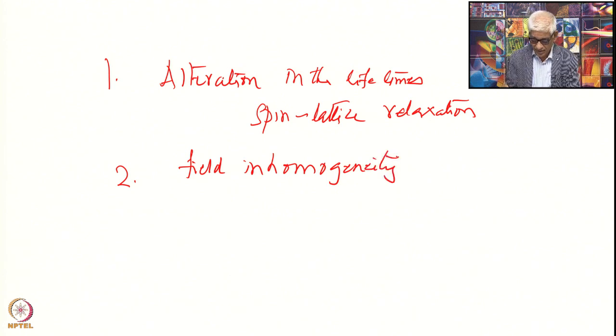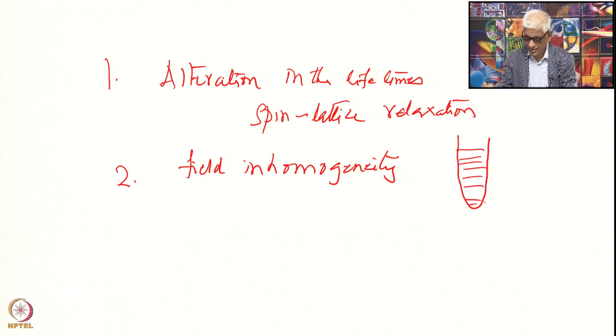What is the meaning of that? Suppose I have a sample like this, I have the solution here, the various spins are present at various places here. Now I am applying a field which is H naught. Suppose this field keeps fluctuating, the value of the field at this point is slightly different from the value of the magnetic field at this point, then this fellow will absorb energy at one frequency, this fellow will absorb at another frequency.